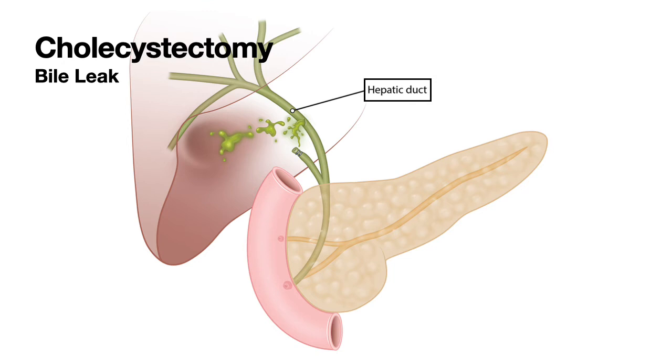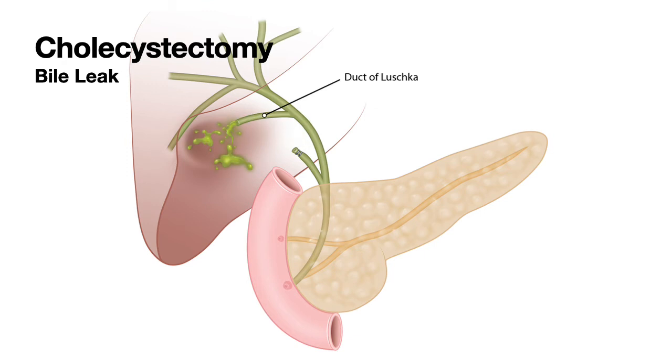In other cases, there could be an aberrant duct, that is the duct of Luschka, that goes into the gallbladder fossa, and as you're dissecting out the gallbladder bed, this duct could be damaged and a bile leak can happen from the duct of Luschka.